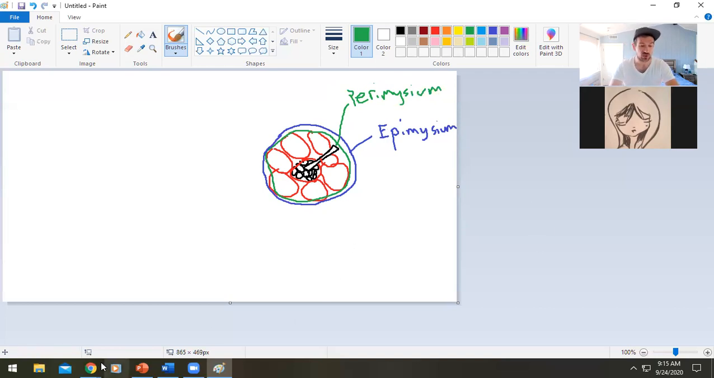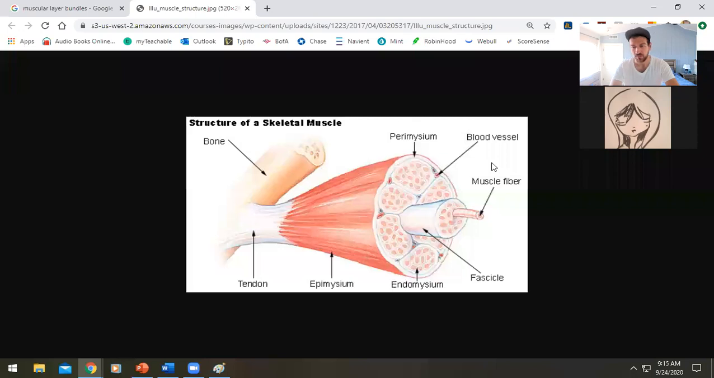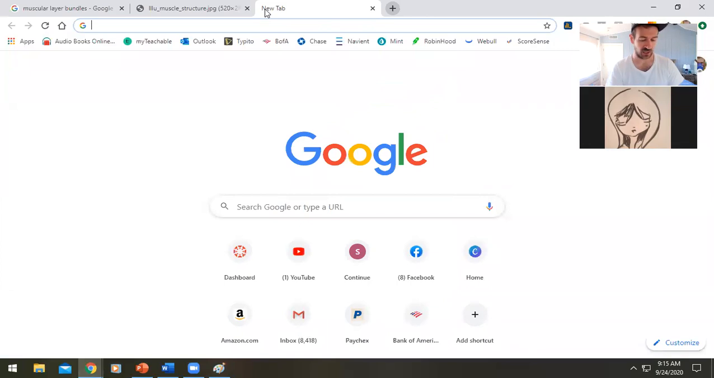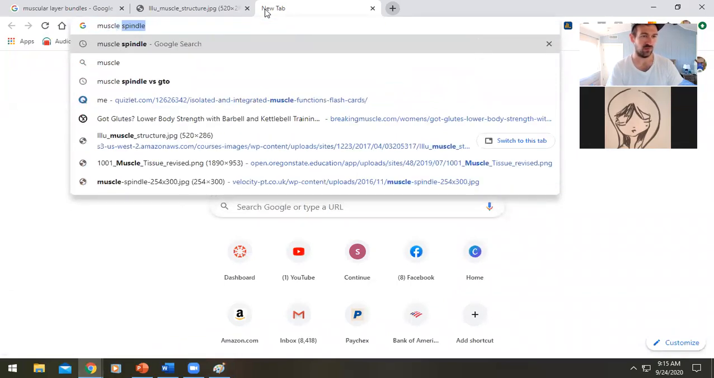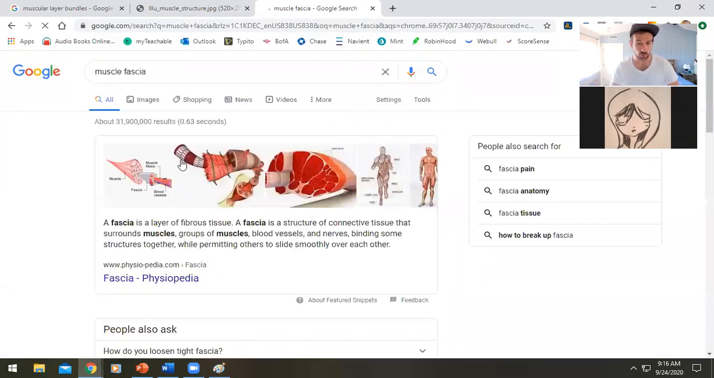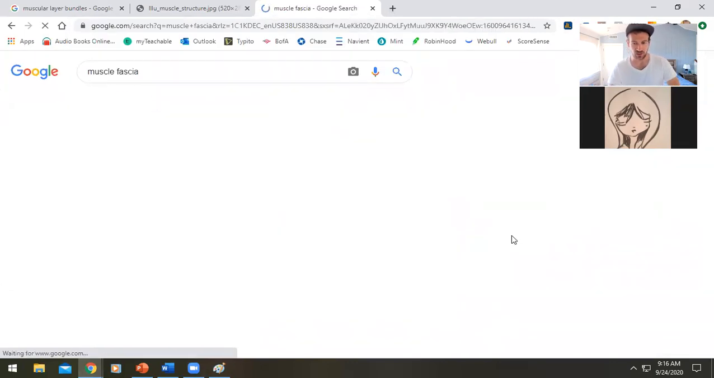And when you look at fascia, right? So there we go. Muscle fiber, fascicle, a bunch of fascicles come together, surrounded by a paramecium. The paramecium is surrounded by your epimecium. When I say epimecium, it looks like this: muscle fascia. Hopefully they show us a real one.